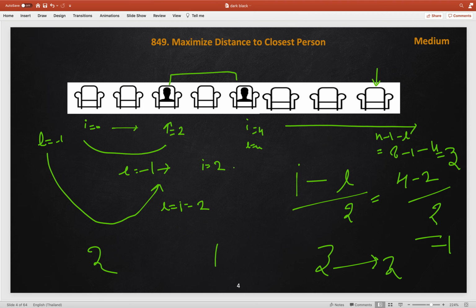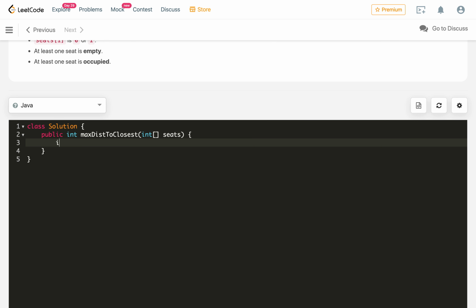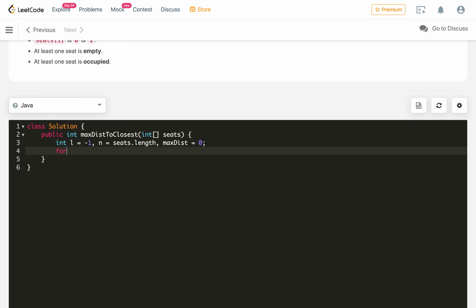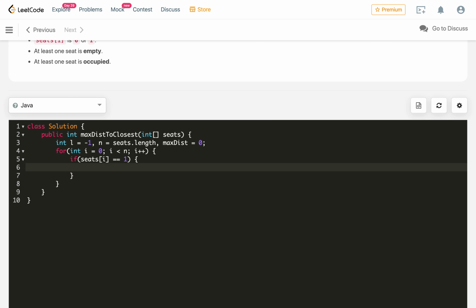If you got the algorithm, pause the video and code it yourself. Let's quickly jump to the code. For the coding part, let's define L as -1, and n is seats.length. Let's also define the result as max distance, initialized to 0. Now we iterate with int i equals 0, i less than n, i plus plus. First we check if seats of i is 1, then only we do these things. If it is 0, we keep continuing.